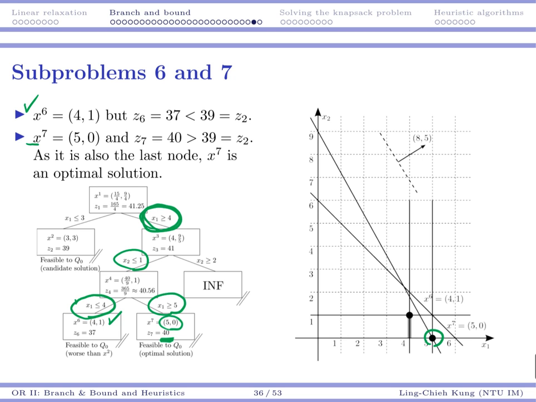When we solve subproblem 7, we get a solution which is integer. And this solution has a larger objective value than the original one. So in this case, this is an optimal solution because all these nodes are concluded that there's no need to proceed. So this completes the whole process.